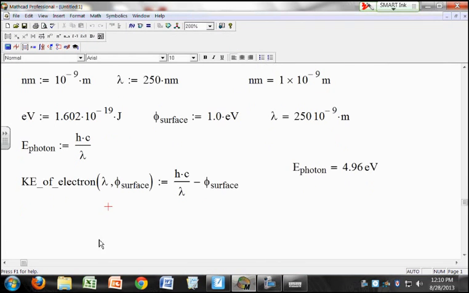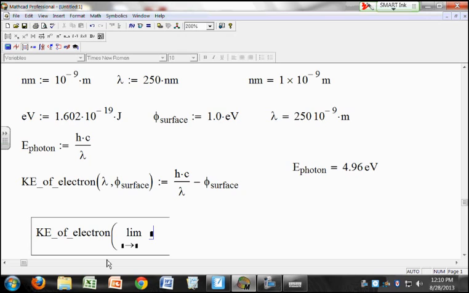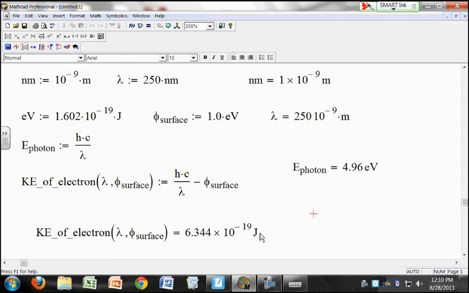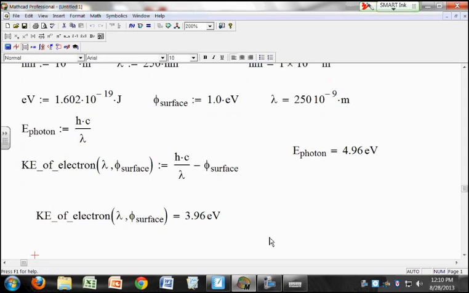Okay, so let's see. KE underscore of underscore electron, open parentheses lambda, comma, phi, control G, surface, equals. It tells me the value in joules, or in electron volts, is 3.96. Why is that 3.96? Because we did the substitution here, which is 4.96 electron volts, and for phi surface, it was defined as 1 electron volt. So 4.96 minus 1 is 3.96.